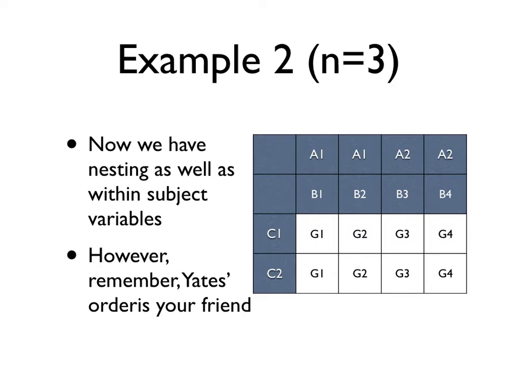Let's look at our between variables. What about A? Nested how? Don't worry about the subjects. Look at levels of B. Does every level of B occur with every level of A? No. Some levels of B occur within A1, and some levels of B occur within A2. Right? Does everybody see that? Yeah? Okay, I see some nods.